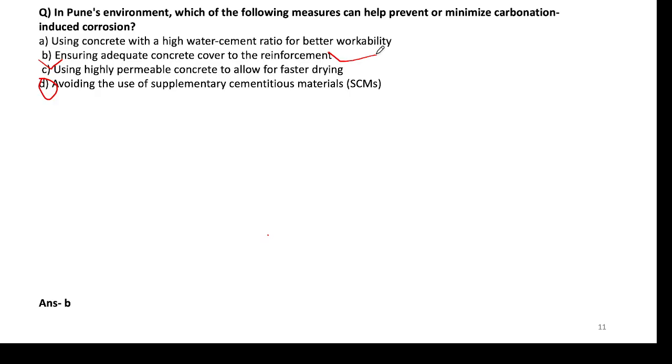The use of SCMs should always be promoted for reducing the CO2 footprint of the cement industry, and by adequately selecting the concrete cover, we can reduce the risk of carbonation-induced corrosion.